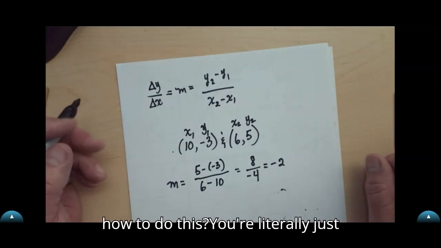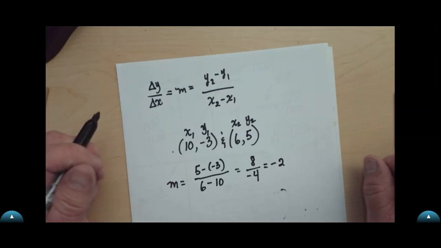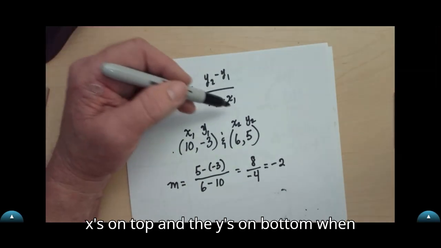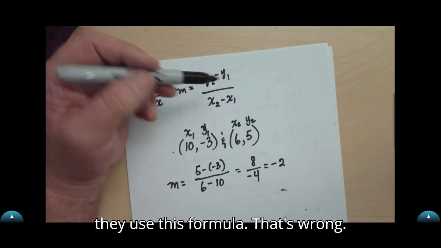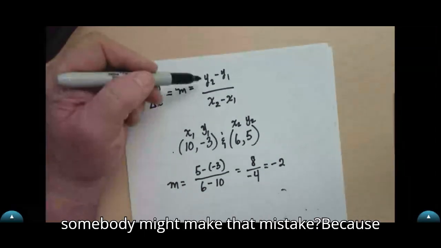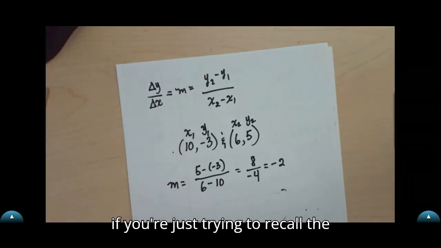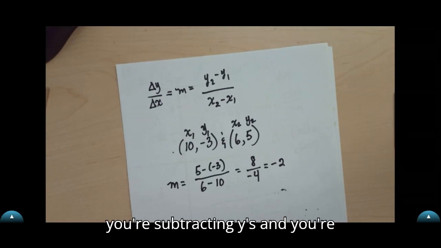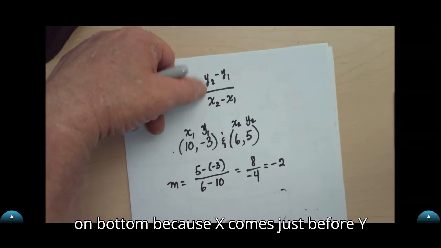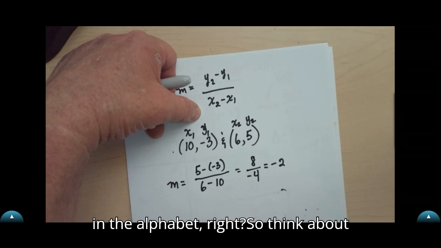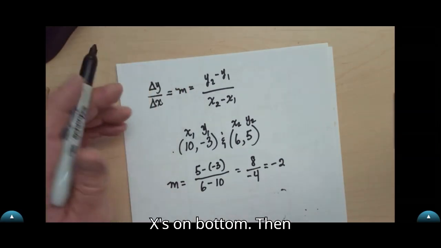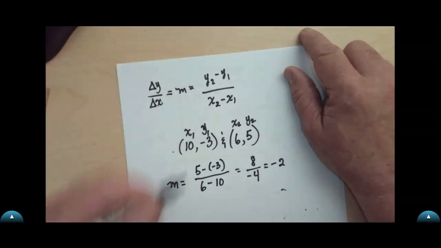Everybody see how to do this? You're literally just plugging the numbers into the formula. Thing to remember, be careful. I sometimes see students subtract the x's on top and the y's on bottom when they use this formula. That's wrong. We're supposed to subtract the y's on top and the x's on bottom. But do you see why somebody might make that mistake? Because if you're just trying to recall the formula from memory and you know that you're subtracting y's and you're subtracting x's, if you're not careful, you're likely to put x's on top and y's on bottom because x comes just before y in the alphabet, right? So think about how you learn stuff and make sure you learn it straight with the y's on top and x's on bottom. Then it really doesn't matter.